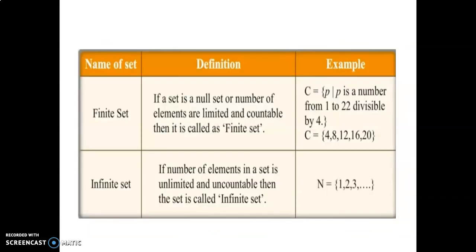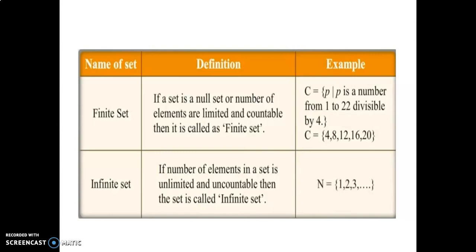The next one is finite set. A set is called finite if the process of counting its distinct elements comes to an end. An empty set is always considered a finite set. Example, C equals {P such that P is a number from 1 to 22 divisible by 4}. When you write in listing method, it will be C equals {4, 8, 12, 16, 20}. Now in this, you see the elements are countable. So it is a finite set.